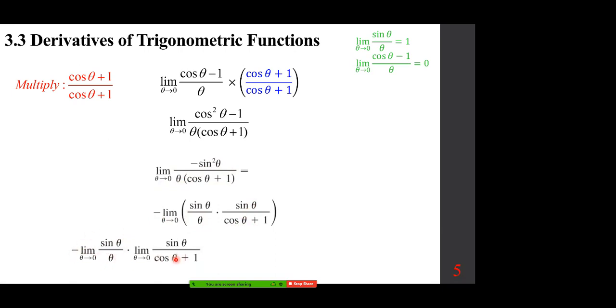How about this one? Well, let's plug in. Sine of 0 is 0. Cosine of 0 is 1. Okay, so let's plug in. So what do you have? Negative 1 times 0, and that is 0, everybody.